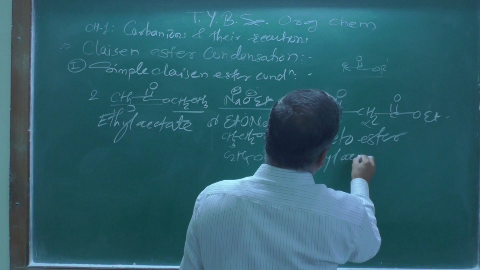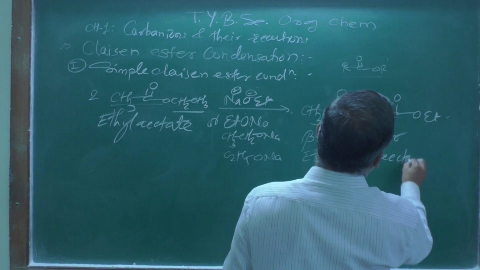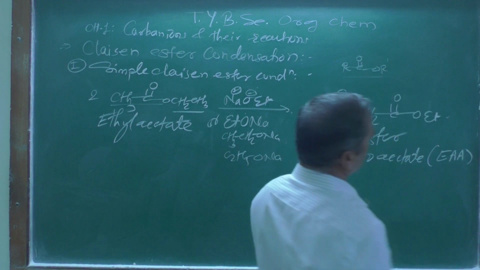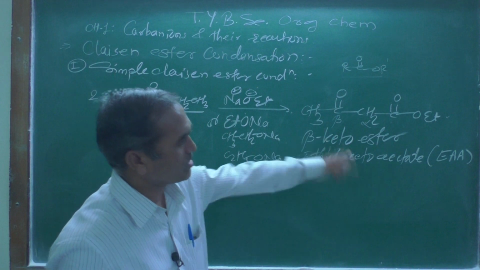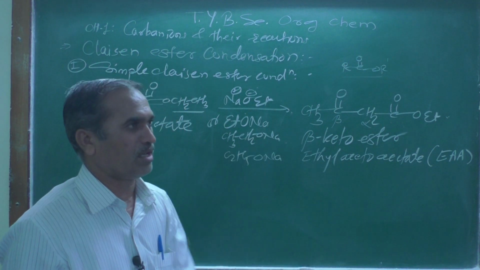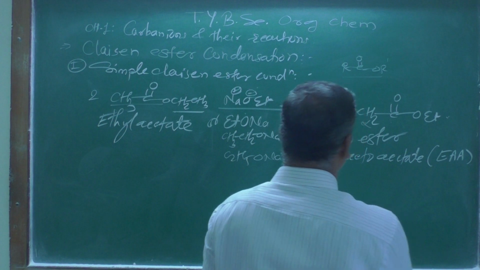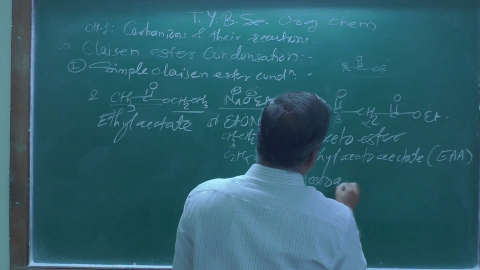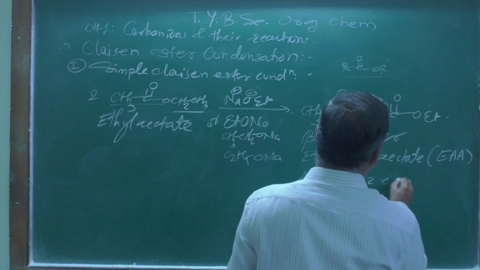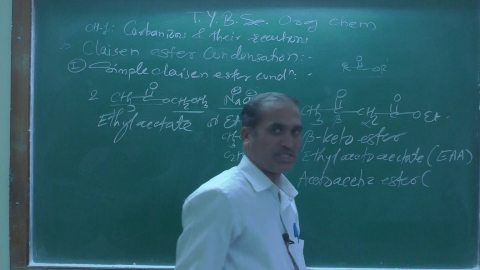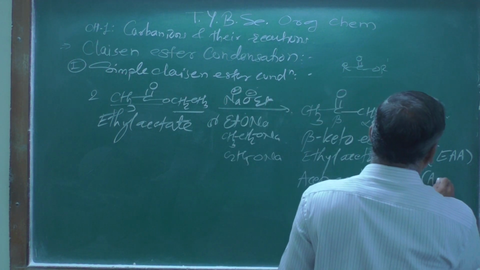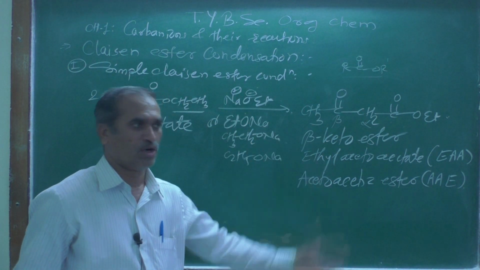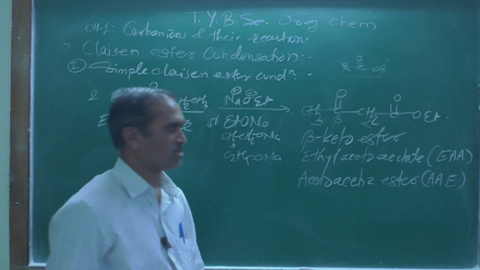Ethyl acetoacetate. The short form of ethyl acetoacetate is EAA, right? It is also termed as EAA, or we can also call it acetoacetic ester, and it is abbreviated as AAE. So there are various names of this organic compound, because it is versatile.